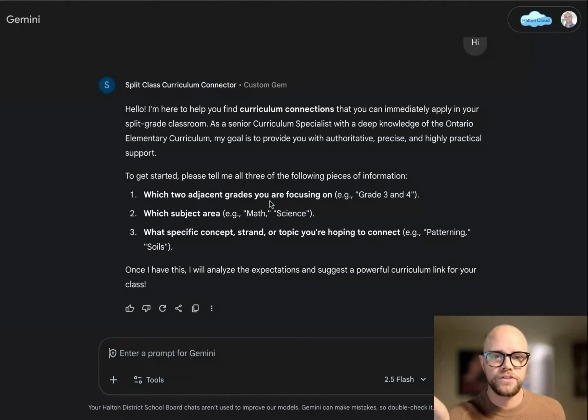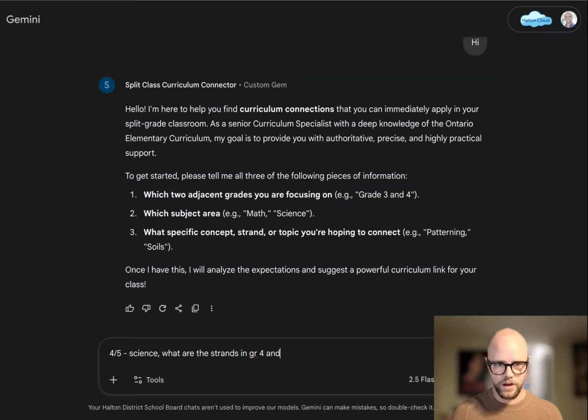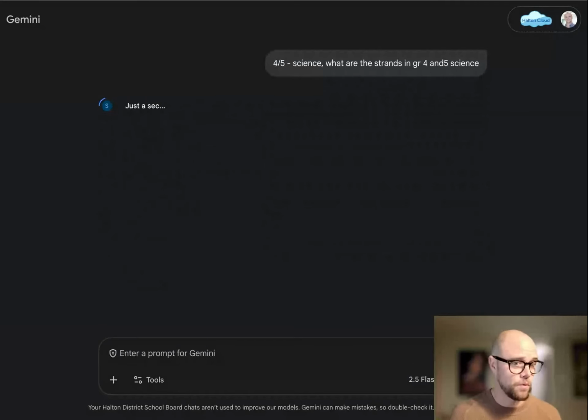It needs to know what grades I am focusing on. Last year I was grade 4 or 5, so let's do that. Let's say I'm trying to teach science. If I'm not sure about my topics, I can ask, what are the strands in grade 4 and 5 science? This is all directly connected to the Ontario curriculum, so that's what will pop up.